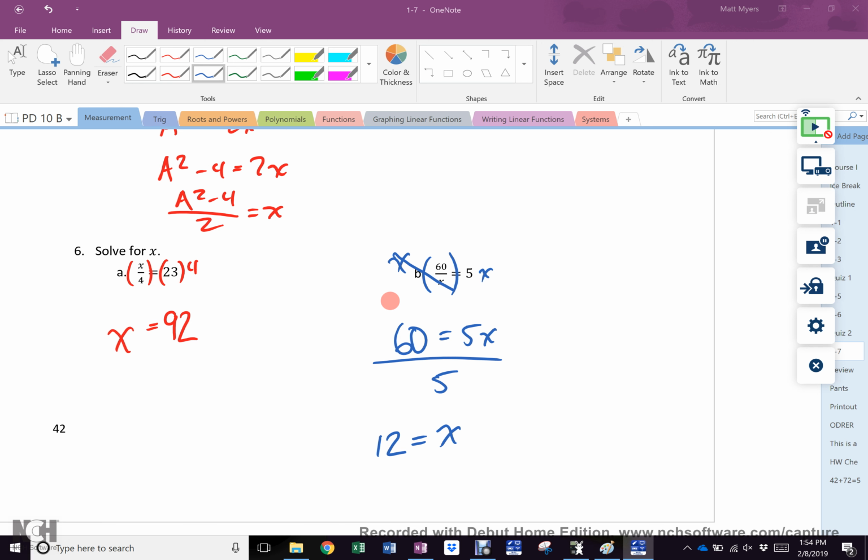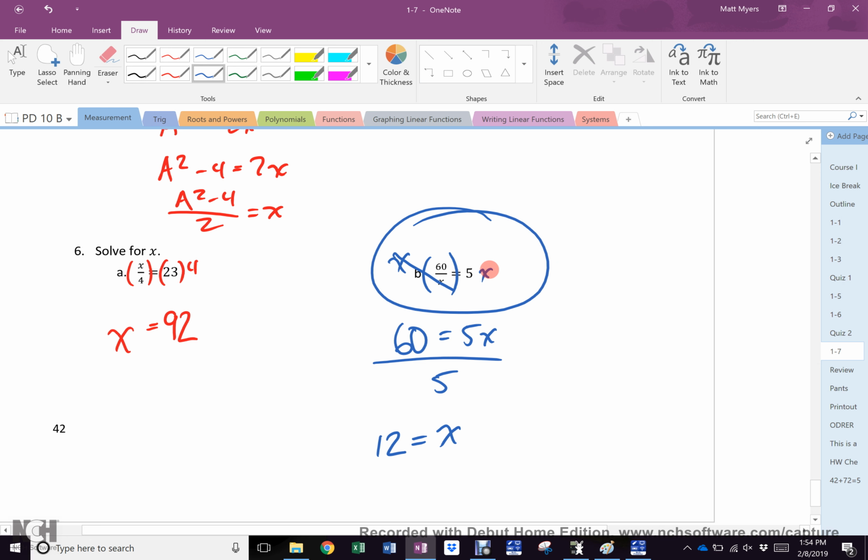Get to the point where you see this immediately as 60 divided by 5 equals X. And you see this immediately as 23 times 4 equals X.